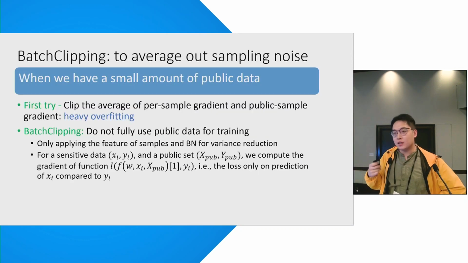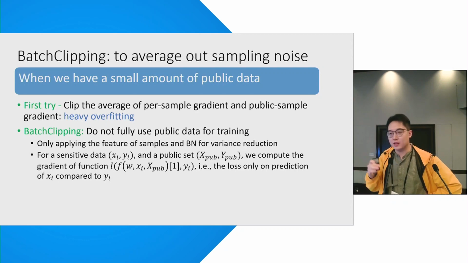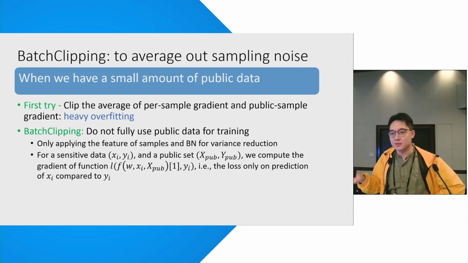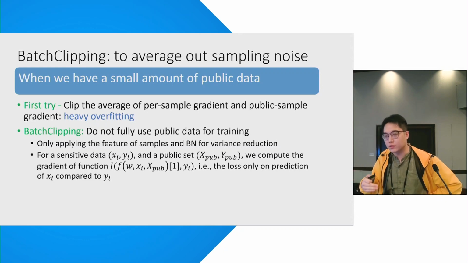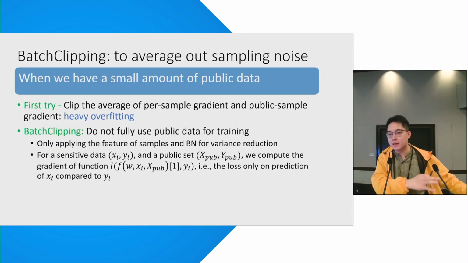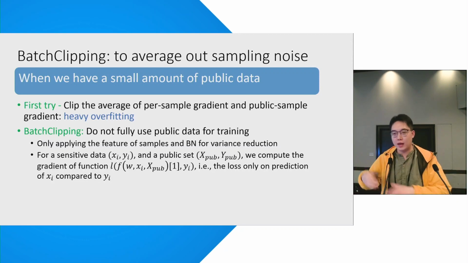The third thing I want to mention is that to achieve variance reduction, arguably the most straightforward way is averaging. Imagine if we have a small amount of public data, can we use the public data to average out the sampling noise of the per-sample gradient? The trivial solution is to just take the average of the public gradient and the private gradient. But this will cause a problem, because we only have a limited amount of public data.